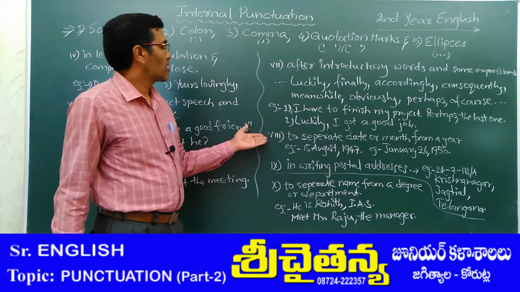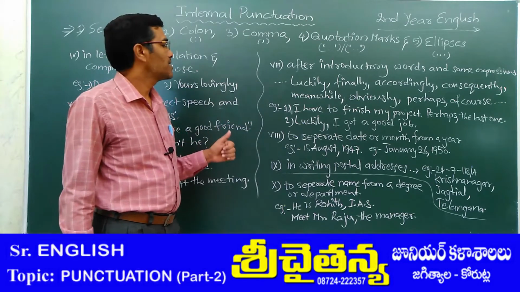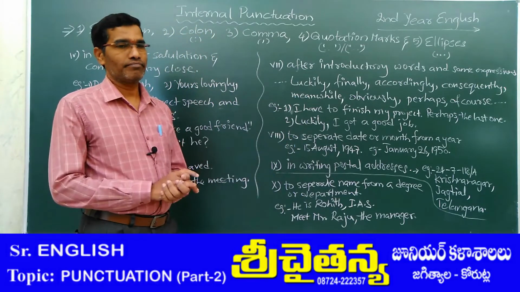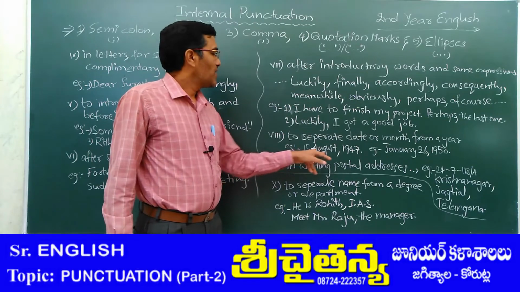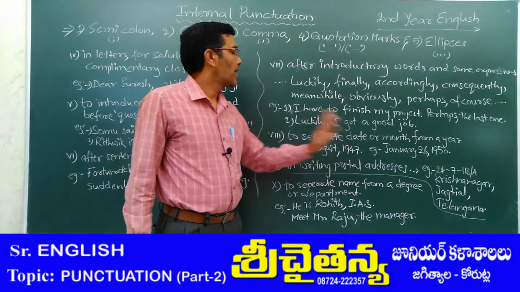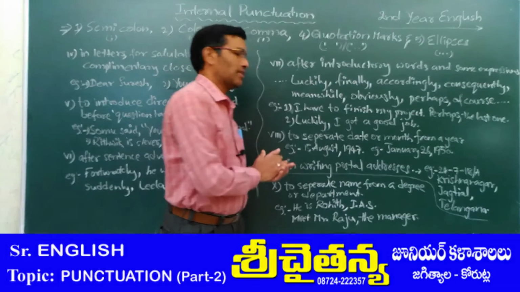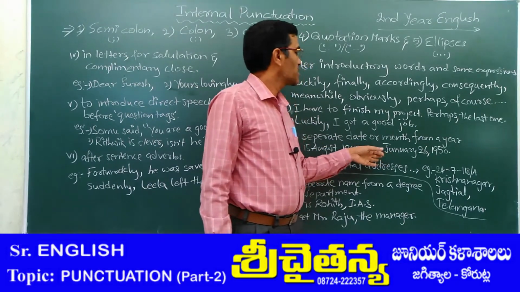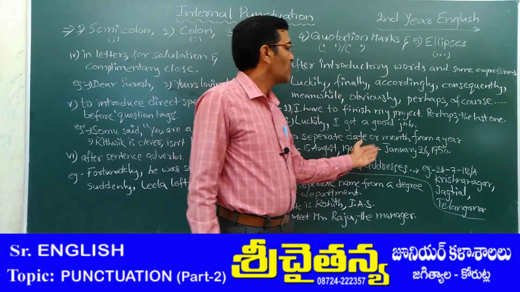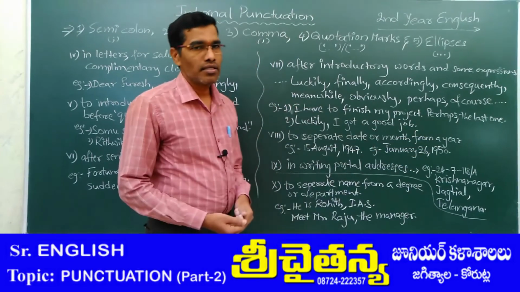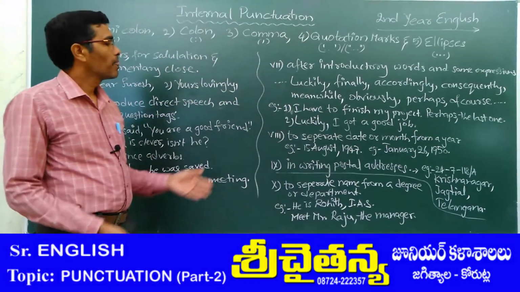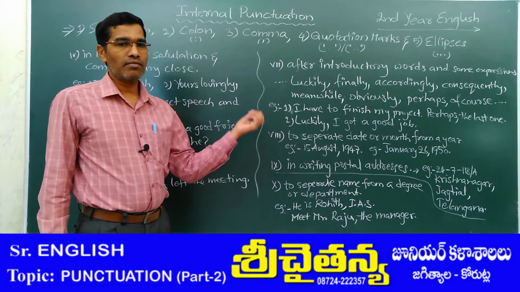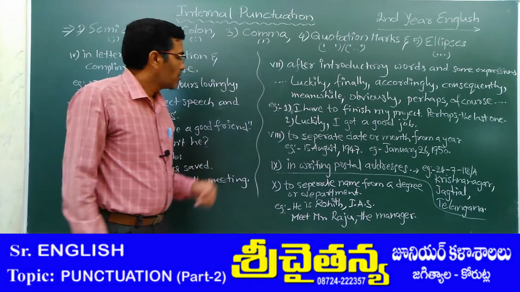The eighth use of comma is to separate day or month from a year. Yes. 15 August, comma, 1947. Day, month, separated from year. Again, observe the second example. We can write like this also. January 26, 1950. Like that, we can use the comma to separate date, month from year. Okay. Then let us move.